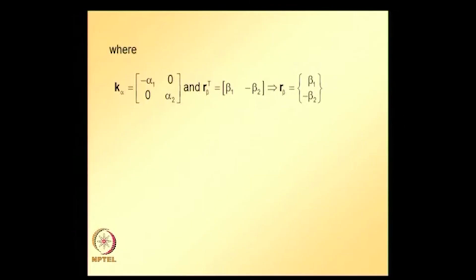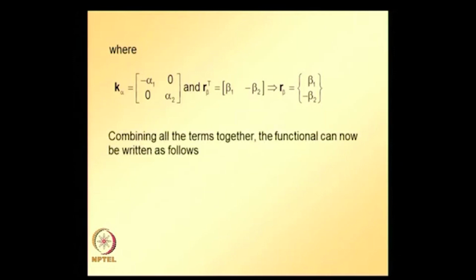So, now all the terms in the equivalent functional we express in matrix form, and combining all the terms together, the equivalent functional can be written in this manner. And now we need to apply the stationarity condition.